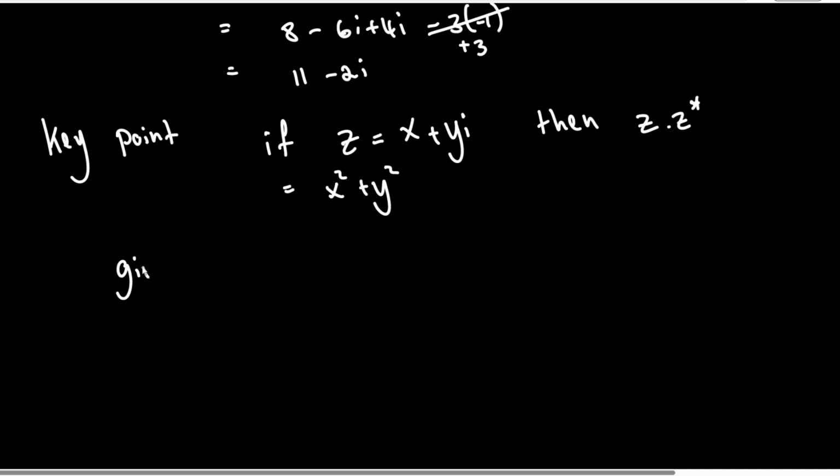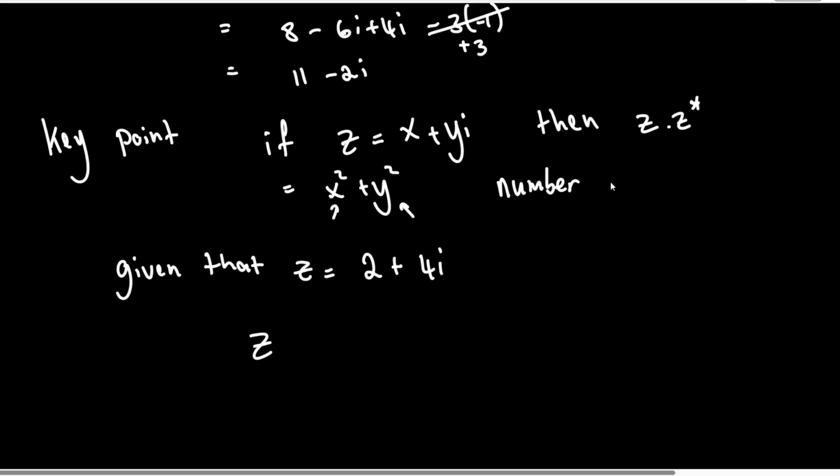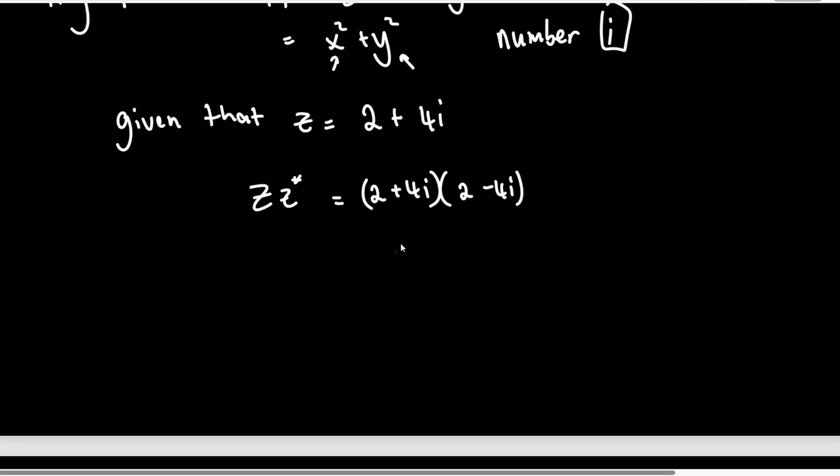Let's say given that z is equal, again, remember Cartesian form, I'd say 2 plus 4i. Now I just want to prove that this key point that I showed you is true. So if that's the case, we can clearly see if we have x squared plus y squared, this is a number with no imaginary part, no i. So the goal of using the conjugate is essentially to get rid of the i. So let's say z times z star is going to be 2 plus 4i multiplied by 2 minus 4i. Again, just flip the symbol. Very, very easy, very straightforward.